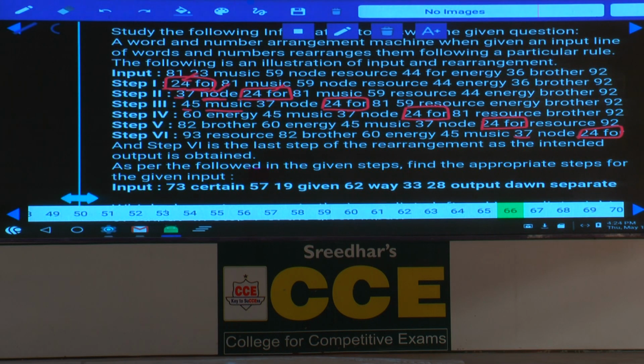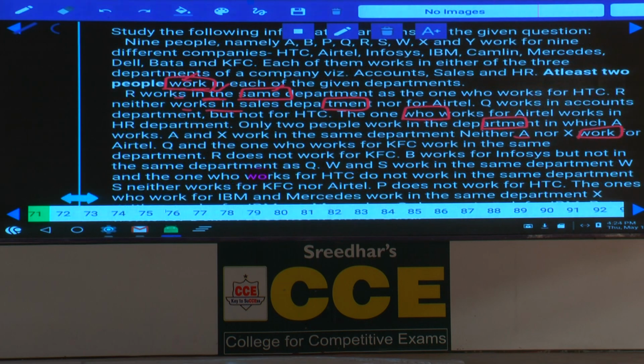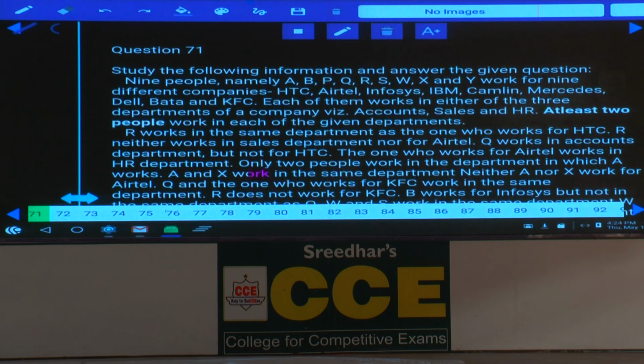Then question number 71 to 75. Now in this 71 to 75, tell me what is the information here? 9 people, A, B, P, Q, R, S, W, X and Y, work for 9 different companies. And the companies are HDC, ATL and so on, 9 different companies. And each of them works in either of the 3 departments. How many people are there? 9 people, and they are working in only 3 departments. That means more than one person is working in each of these departments.